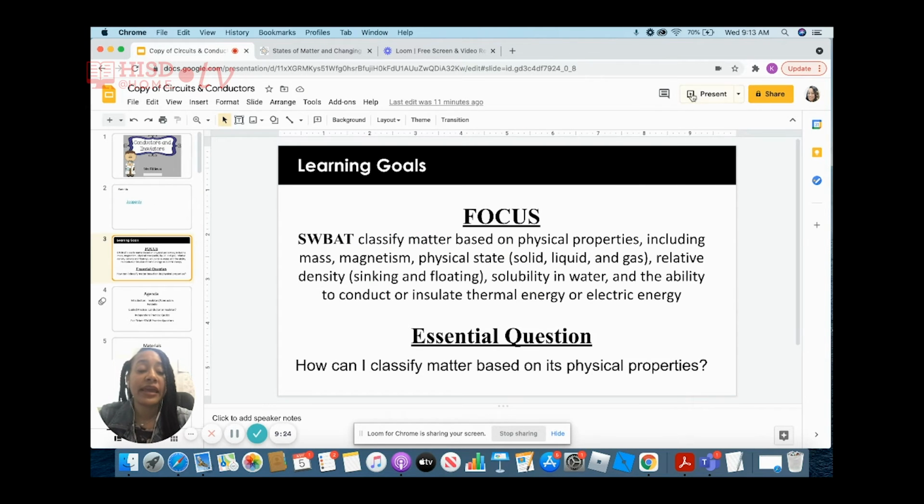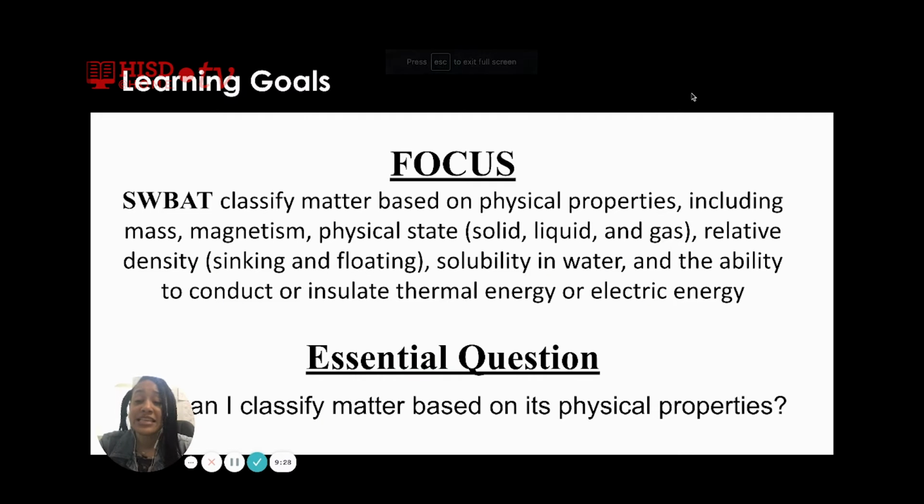So for this week, again, this is a series. The standard that we will be reviewing in this series is students will be able to classify matter based on physical properties, including mass, magnetism, physical state, which we did last week, solid, liquid, and gas, relative density, sinking or floating, solubility in water, and the ability to conduct or insulate thermal energy or electrical energy. So our focus for this week is the ability to conduct or insulate thermal energy or electrical energy.